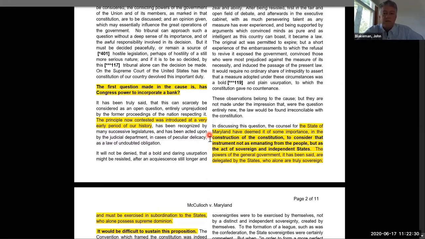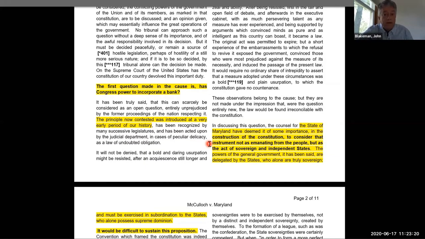But Marshall points out an interesting question here. Here's Maryland interpreting the Constitution and trying to sidetrack us a little bit. Maryland says, well, we think this is an important question, that the construction of the Constitution, its interpretation, that the instrument emanated from the sovereign and independent states, not from the people of the United States. So Maryland says the Constitution should be interpreted in the context of it coming from the sovereign and independent states and not from the people of the United States. And you might be thinking, why is this question important? Why does this matter? Well, we might find the answer to that.